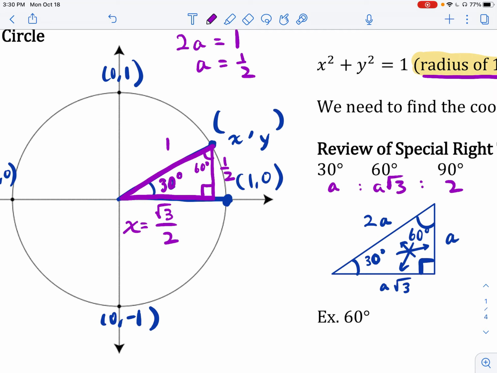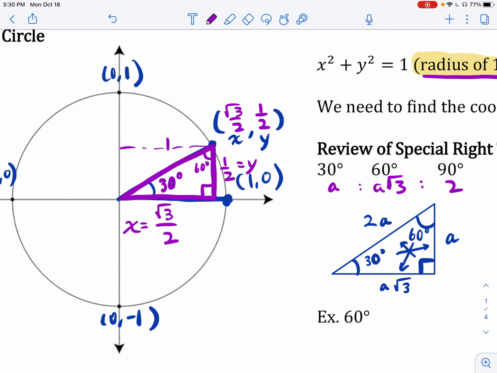It's the horizontal distance up until this point. This is root 3 over 2. Let me clear this out of the way now that we know how we got that 1/2. And this value up here, this is our vertical distance, or our y value.